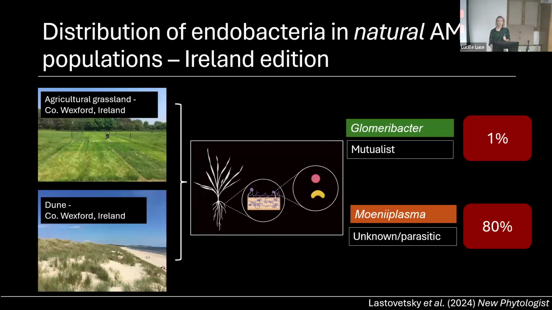We found that just like at Cape Cod, Glomeribacter, which is considered to be a mutualist, was very, very rare, found in only about 1% of the spores. Whereas Moyiniplasma, the one that we don't really know what it does, but maybe it's a parasite, was very, very common, found in around 80% of the spores. This is not an average of these two sites. The pattern was almost identical for both sites, and as you remember from my previous slide, almost the same at Cape Cod. So this pattern of distribution must mean something. We just don't know what it means yet.